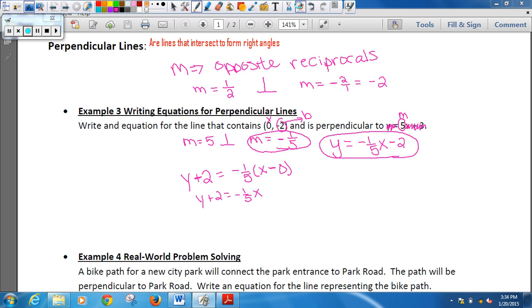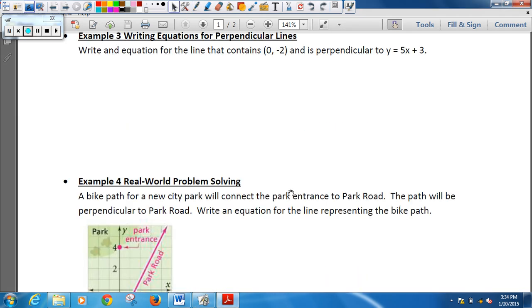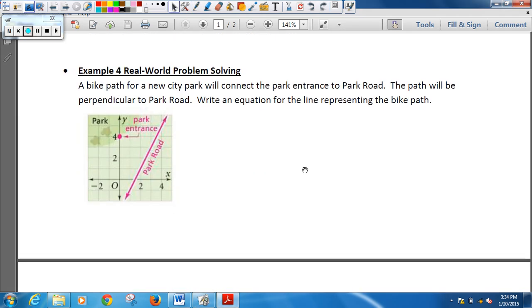Example number 4 then is the real world problem solving. A bike path for the new city park will connect the park entrance to Park Road. The path will be perpendicular to Park Road. Write an equation for the line representing the bike path. Well, we know our bike path is going to go through this point, the park entrance, because that's where it's coming from. We want it to run perpendicularly to Park Road.